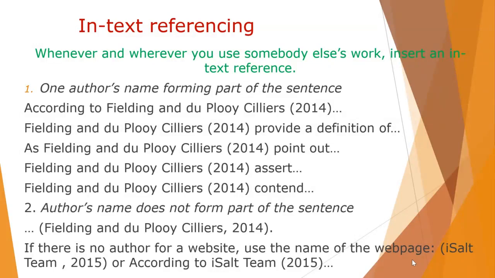If there is no author for a website, you use the name of the web page. So for example, Business Today, comma, and the year that the web page was created or last updated, 2015. Or you could say, according to Business Today, 2015. Okay, so you use the name of the web page and the year that the web page was created or last updated.